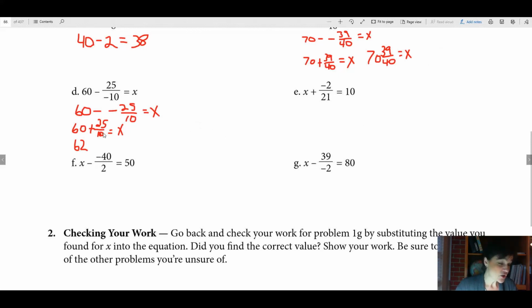Well, 5/10 is actually 1/2, right? So you'd simplify that to 1/2. So your answer then would be 62.5 equals X. Okay, I want you to go ahead and pause it and see if you can do E, F, and G, and then I'll give you the answer just to make sure you got these right.